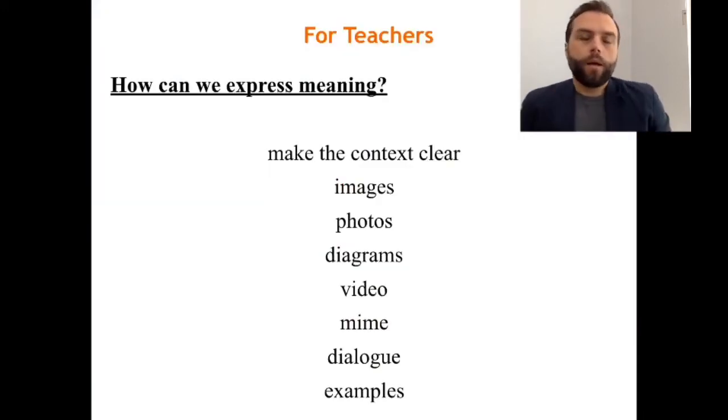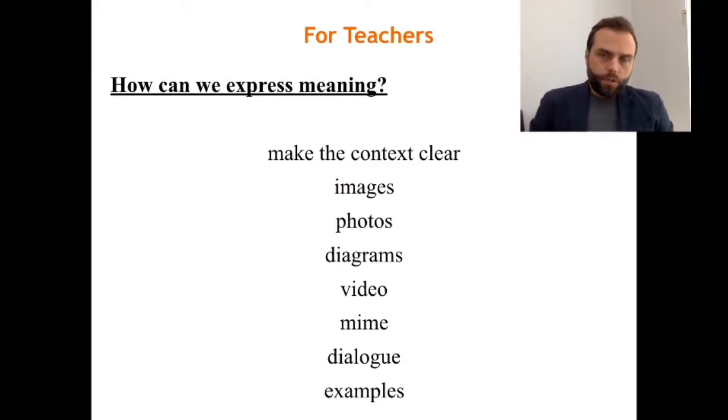Okay, so we've looked at some examples of meaning, use, and form in terms of grammar and in terms of vocabulary. Now let's have a look at what this means for teachers. Meaning, use, and form is good for analysing language, but it's also good for thinking about how we're going to teach language. So let's start with meaning.